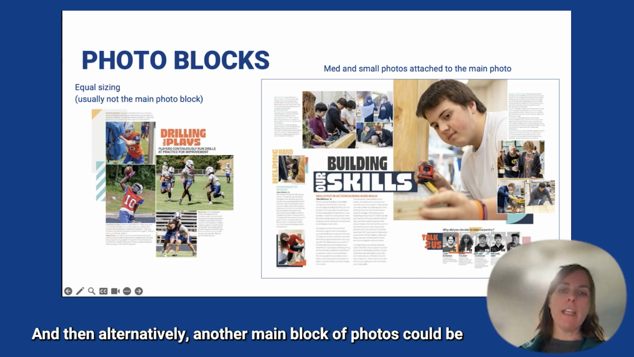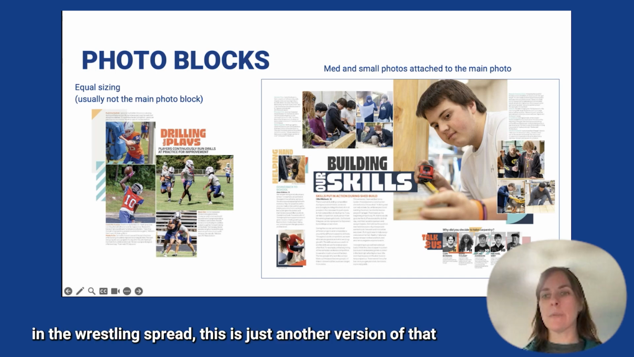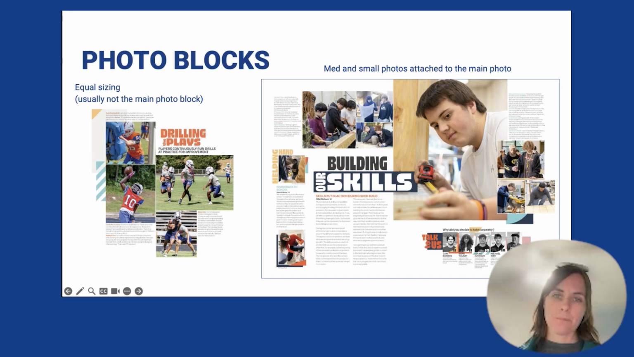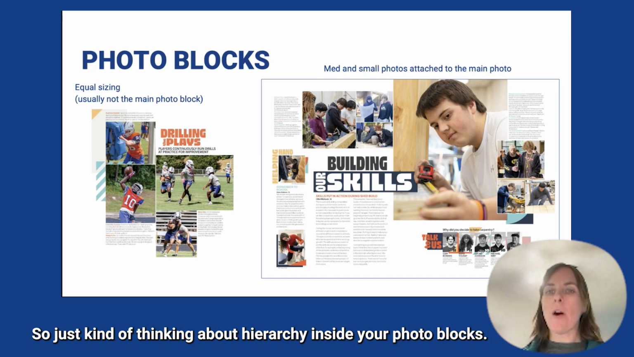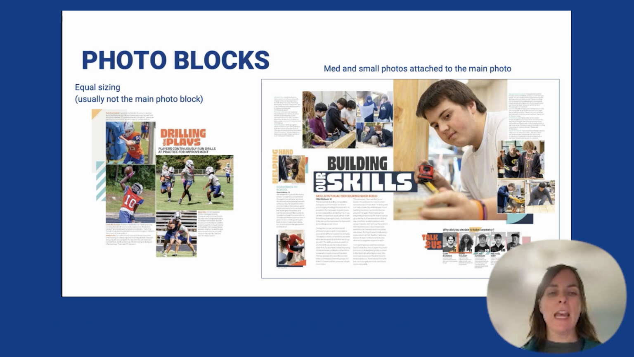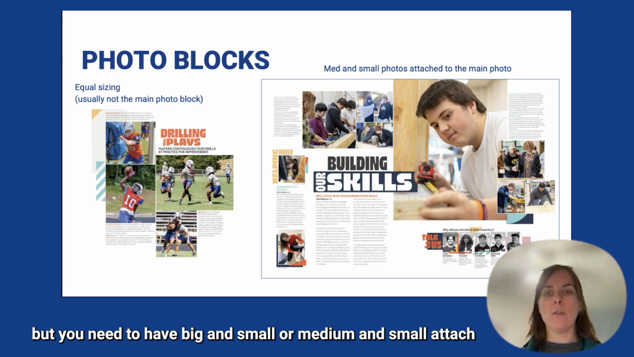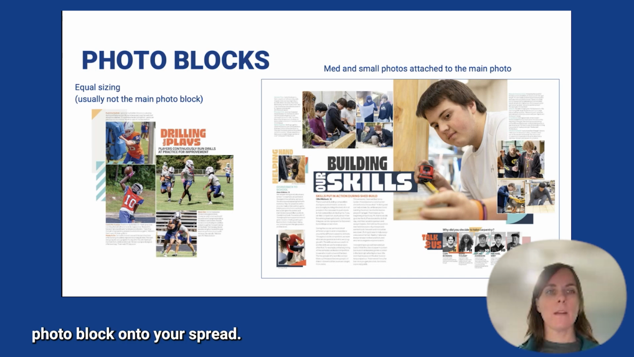And then alternatively, another main block of photos could be this larger photo mixed with medium and small. So what you saw in the wrestling spread, this is just another version of that, where we attach these other photos on the top left that are going to carry the reader through these other details. So just think about hierarchy inside your photo blocks. If everything is equal, they're great supporting photos, but you need to have big and small or medium and small attached to your main photo to really build that entry photo block onto your spread.